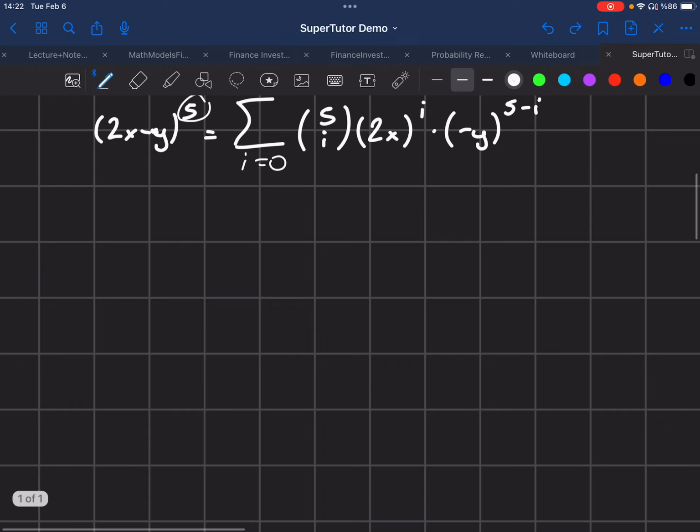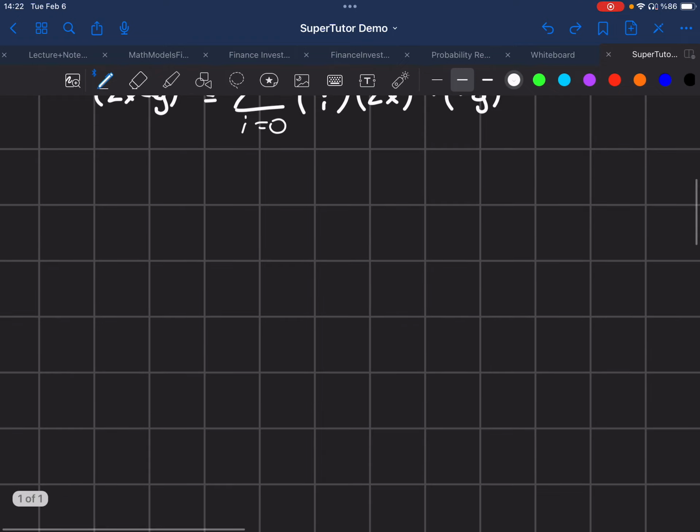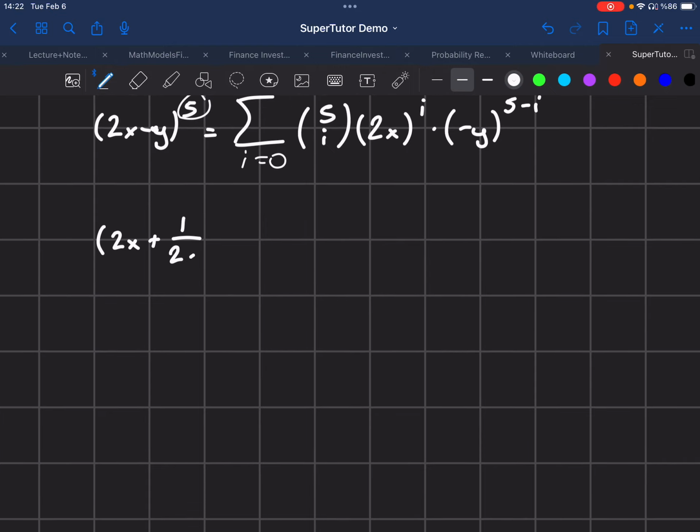Let's do another example. Let's keep 2x this time, and instead of negative y, let's do (1/(2x))^3. This time we will have exactly 4 terms that are going to be added, and all of the terms can be written by looking at the index itself. Our terms are 2x and 1/(2x).